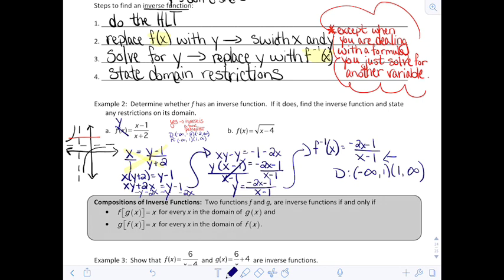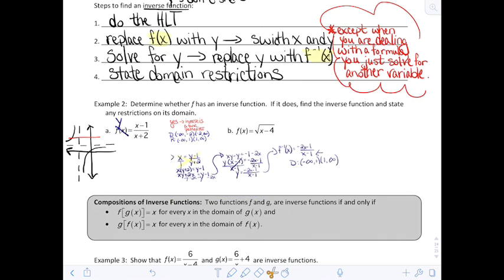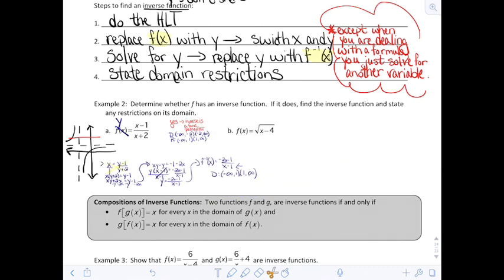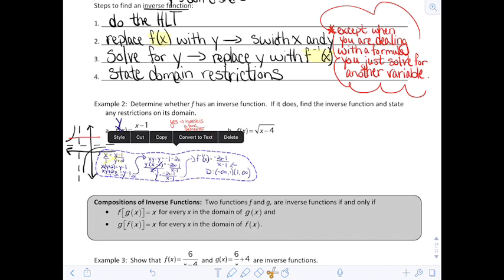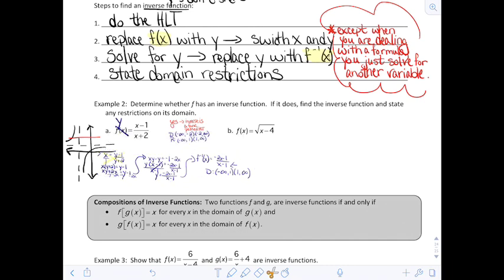Okay, so that's letter A. Took up quite a bit of room on that. I'm going to have to shrink that down quite a bit if I can. Okay, let's look at letter B. And if you want to try this one before you watch me do it, that would be great.